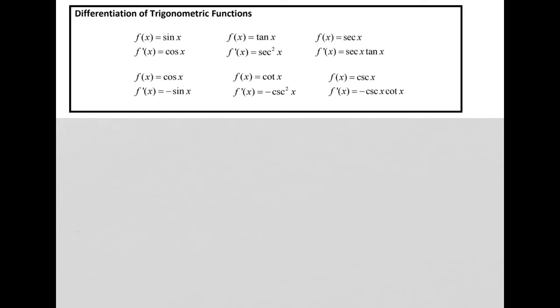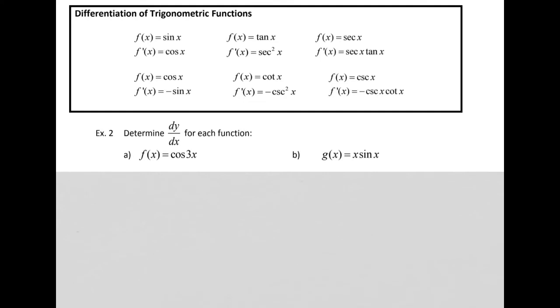So now let's make a summary. For any trig function that doesn't start with a c, I know the differentiation will be positive. For any trig function that starts with a c, like cosine, cotangent, cosecant, I know the differentiation will have a negative sign in front of it.